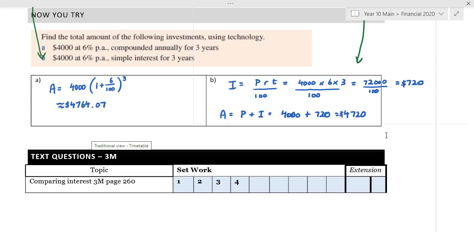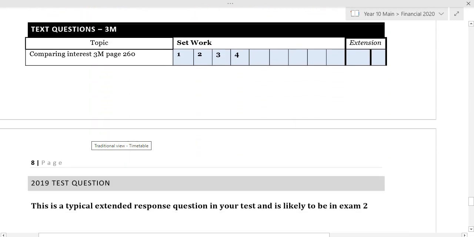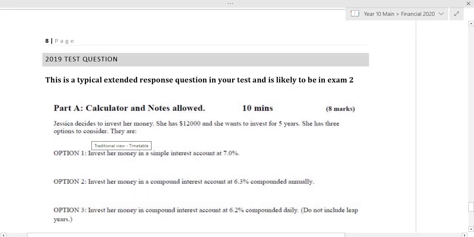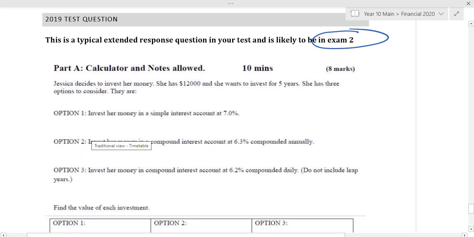All right, now what I'm going to do is go to the last page of your notes, where you can see that we've got a typical exam style question. Exam 2, the one with your calculator, in particular you'll need a calculator for this. And what we've got is Jessica decides to invest her money. Now she's got $12,000, so she's got the same principal, and she's investing over the same time period, 5 years. But we're going to look at 3 different options.